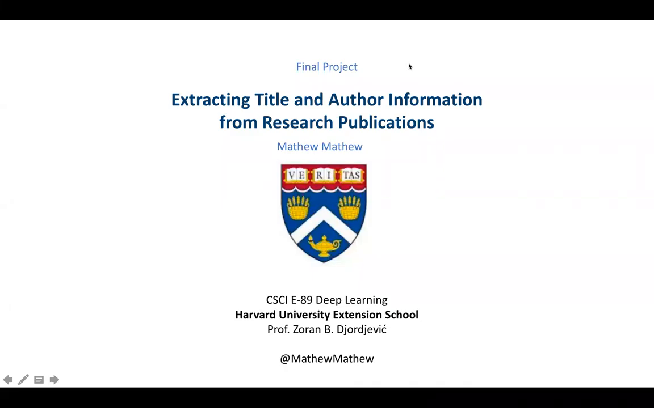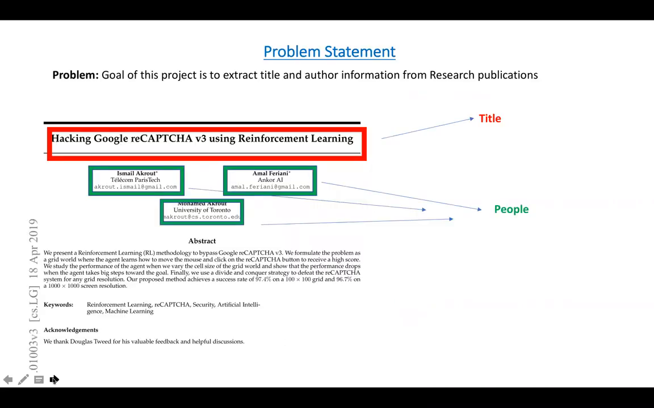Hello, everyone. My name is Matthew, and I'm presenting my project where I use deep learning to extract title and author information from research publications. This was part of a class I did with Professor Zoran at Harvard Extension School. In this presentation, I go into more detail about how exactly I did this project.